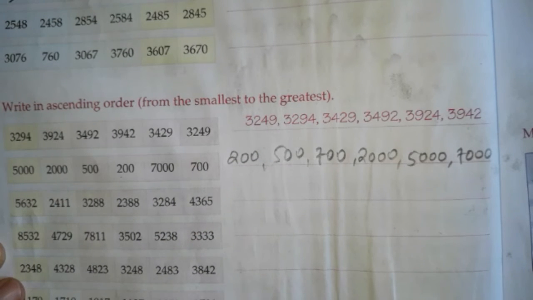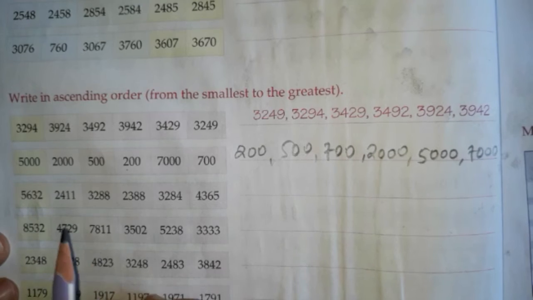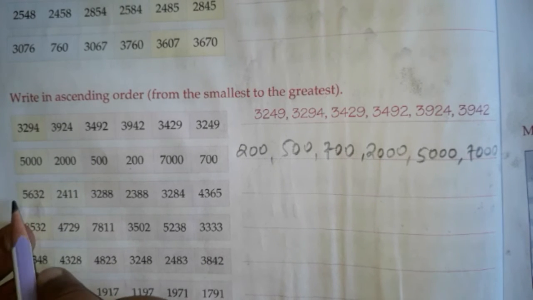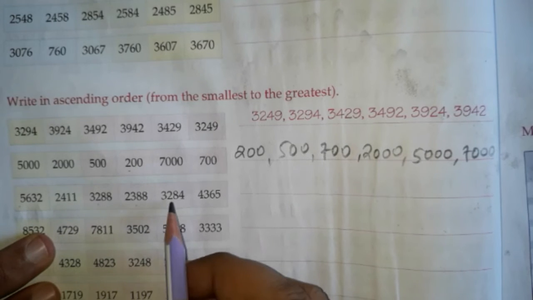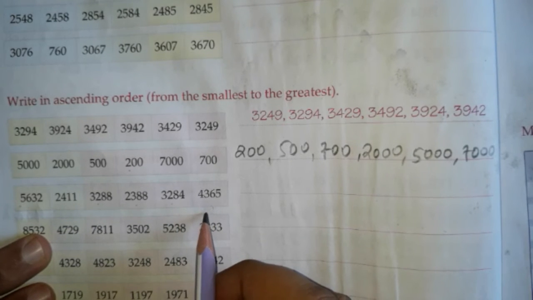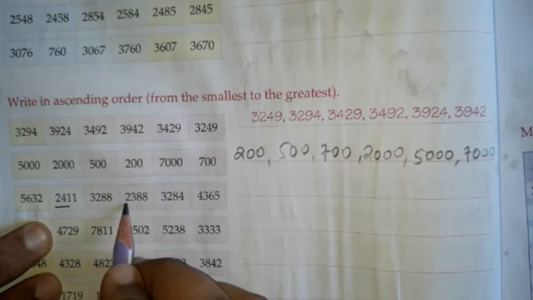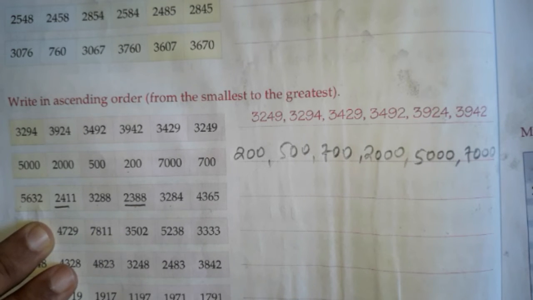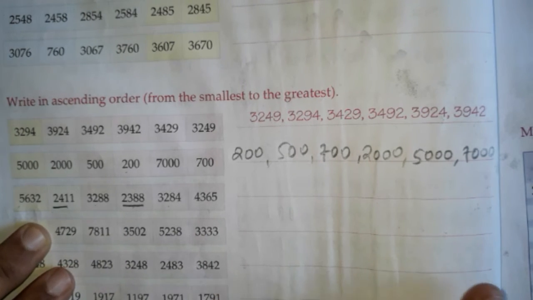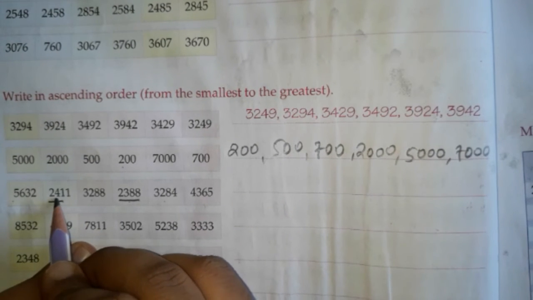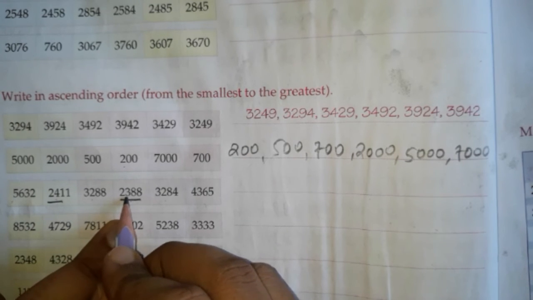Next series: the smallest number here, first rule says check the first digit. It has 5 as its first digit, and the others have 2, 3, 2, 3 and 4. So after reading the series we got an idea. Two numbers start with the smallest digit in the series, 2, so we'll compare these two numbers. Here 4 is the second digit, and here 3 is the second digit, which is smaller.